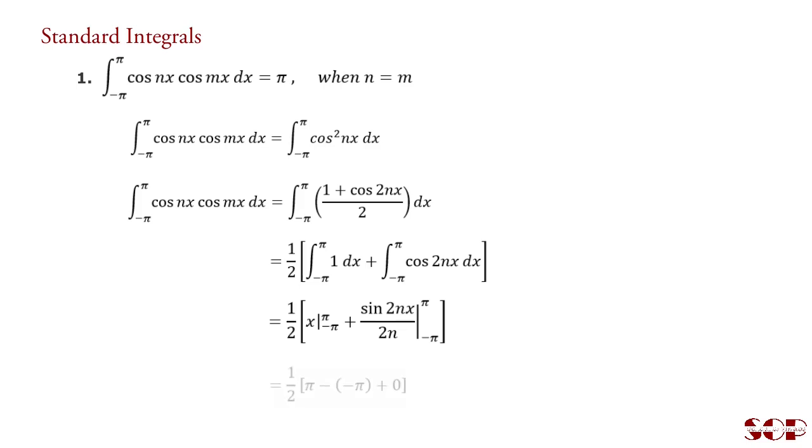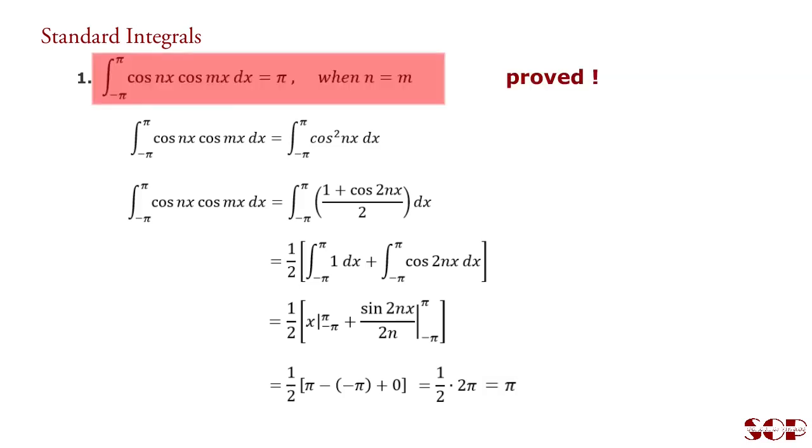which is equal to 1 half into the bracket. If we put the limits of x, pi and minus pi, then 1 half into pi minus of minus pi, plus here if we put the limits of sin 2nx, it becomes 0. So, now it is equal to 1 half into 2 pi, and that is pi. So, this is the value of the given integral.